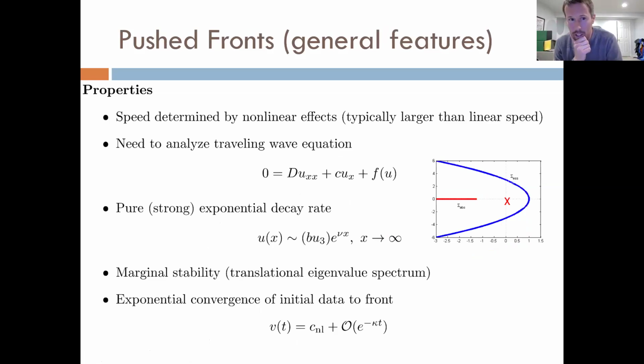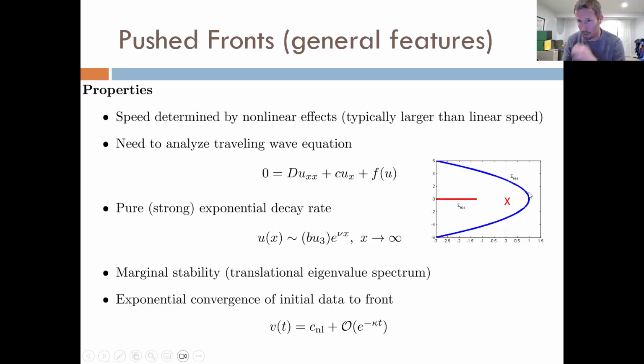For pushed fronts, right, the speed is really determined by a nonlinear effect, okay? And this means that you typically have an invasion speed that's larger than the linear spreading speed. To identify it, you really need to do a traveling wave analysis, right? So you need to look at heteroclinic orbits. You need to try to find the special heteroclinic orbit, which has strong exponential decay, okay? The reason why you care about this strong exponential decay is really a stability result, right?